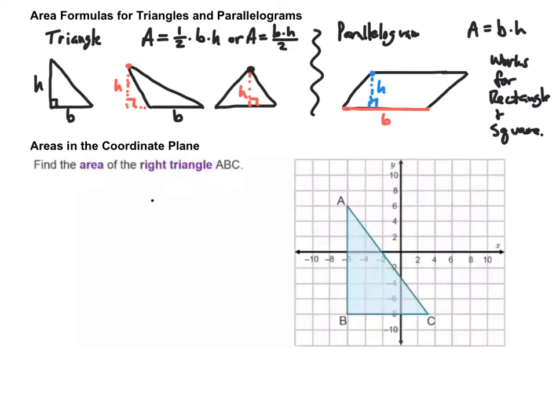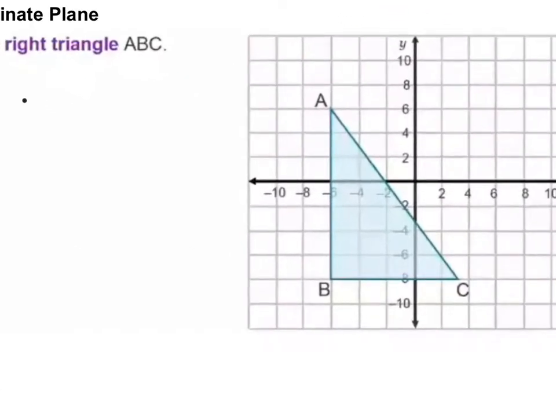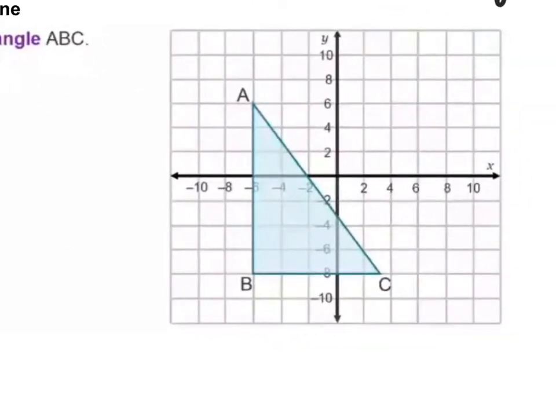So let's first take a look at finding the area of this triangle ABC in the coordinate plane. Sometimes they'll just give you the measurements, but a lot of times they won't. So we have to be kind of savvy and take a look at some of these points here. The first thing I want to do is find my base. My base length is this length BC.